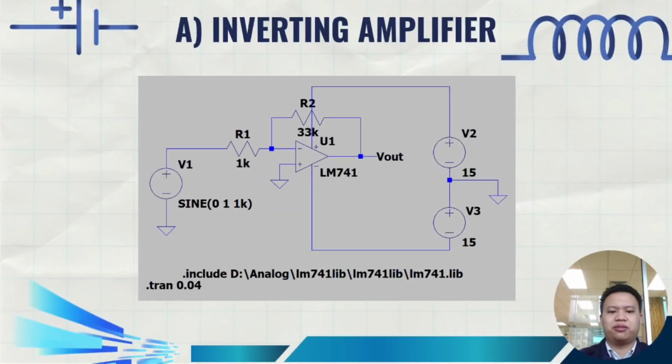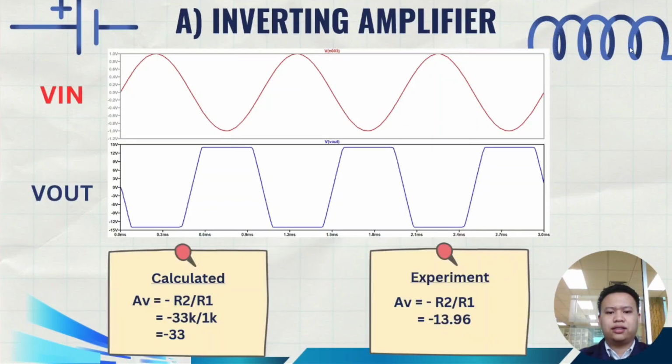Hi everyone, my name is Chong Ken Chen. Today I want to present the inverting amplifier. First, we can see this circuit: the input is connected to the inverting terminal V- and the non-inverting terminal is ground. R1 is 1k ohms and R2 is 33k ohms, and the input voltage source is VSINE. And this is the waveform result for our inverting amplifier.